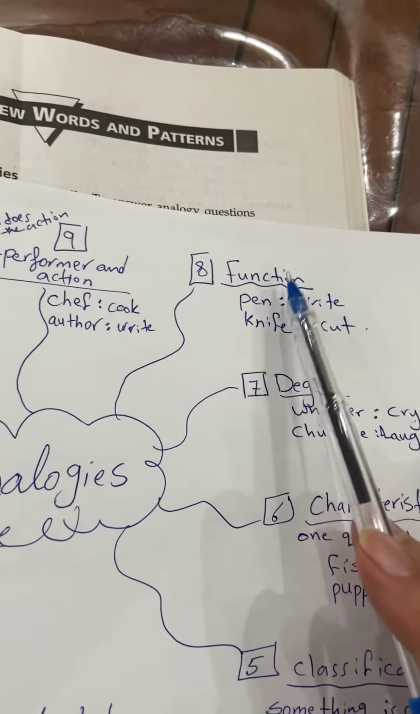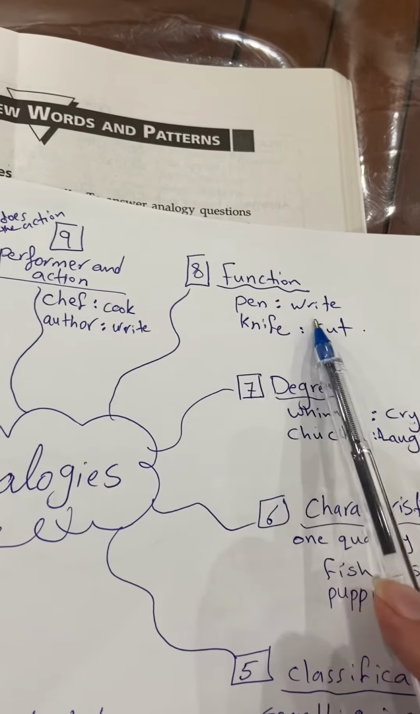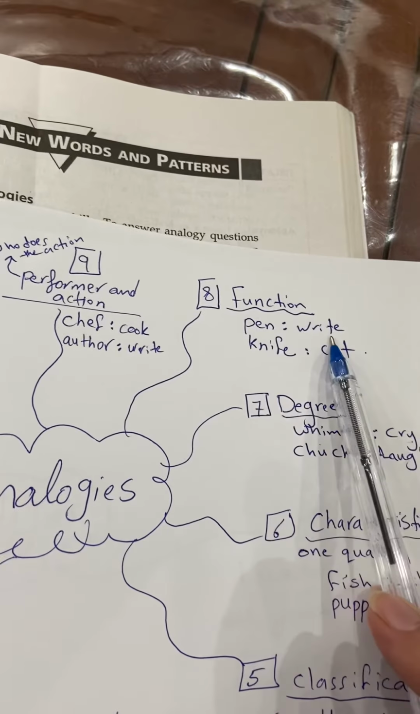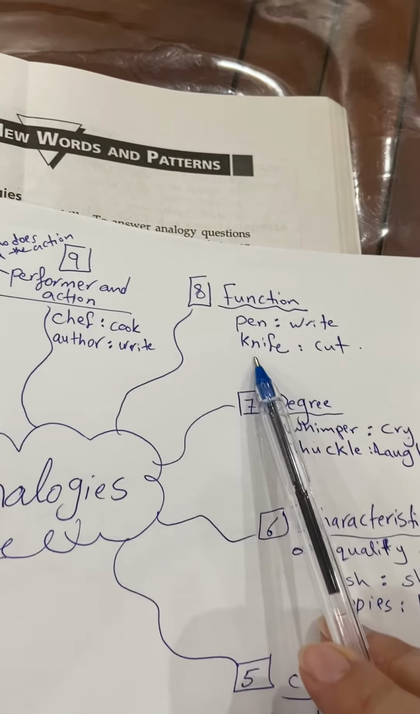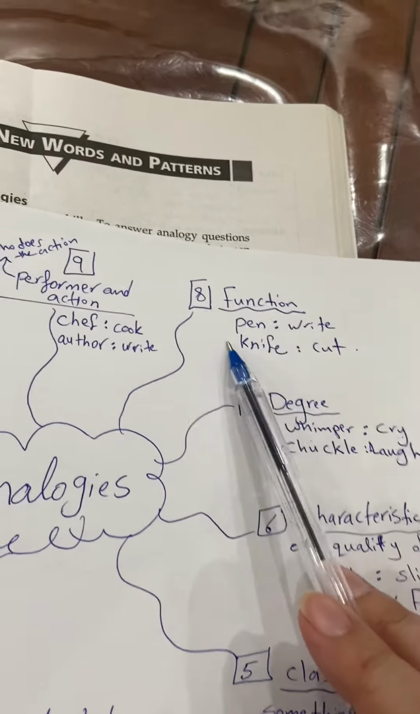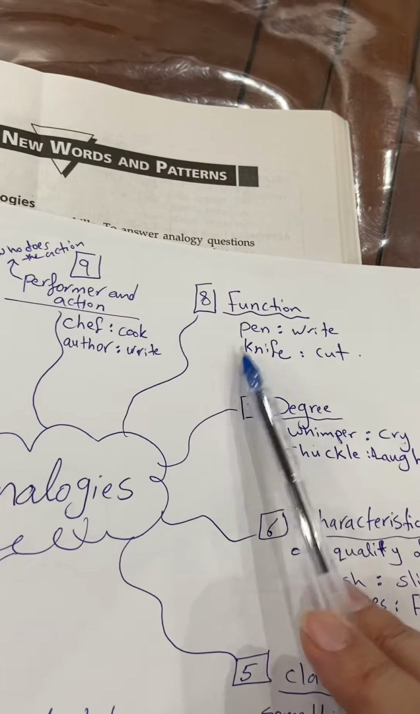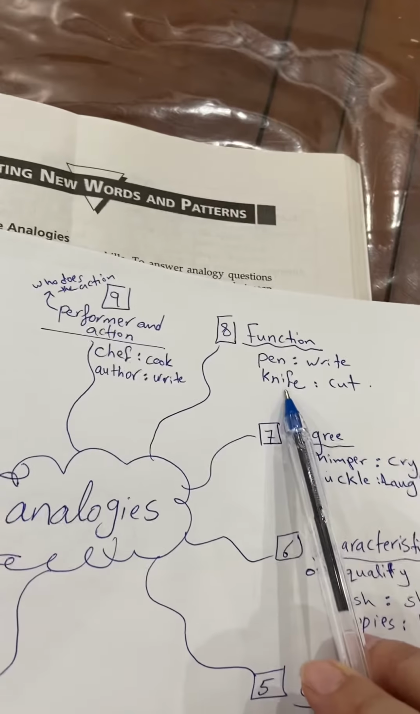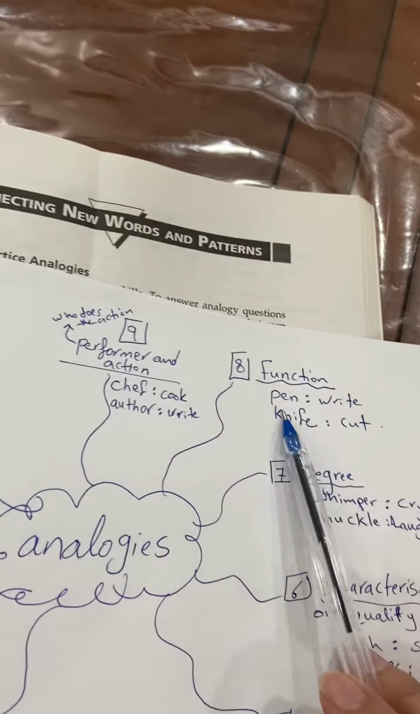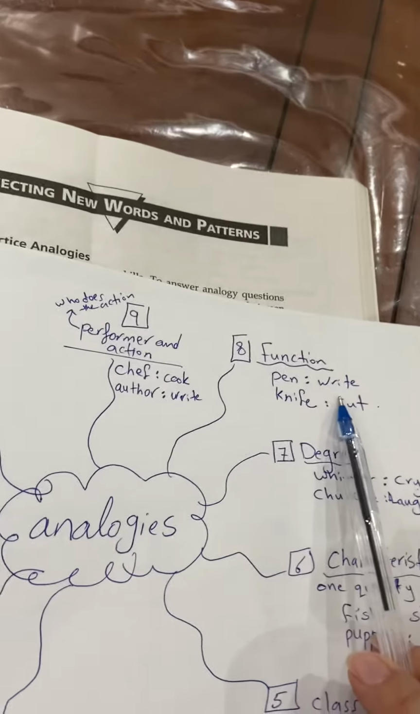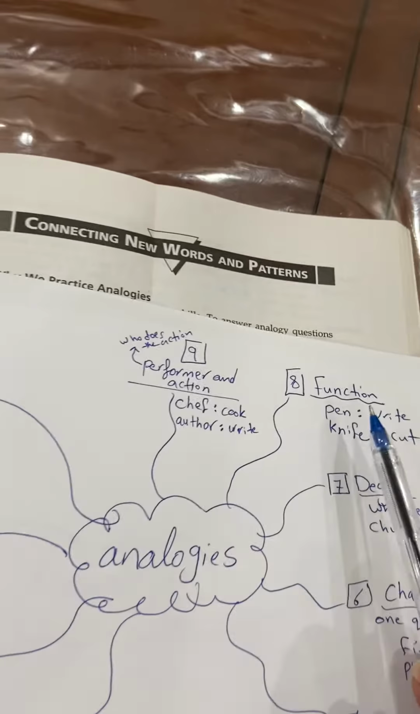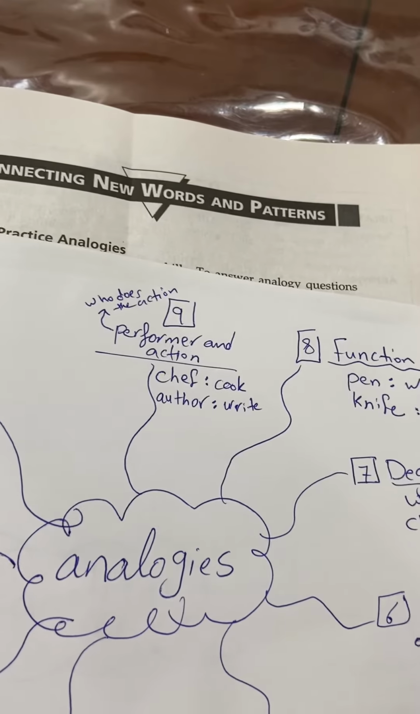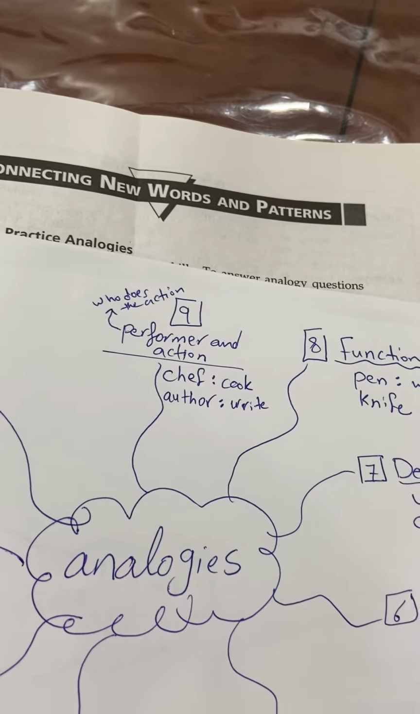Number eight, the relationship of function. Pen and write. What is the function of a pen? It's to write. And what is the function of a knife? It is to cut. So something has a relationship with something else through its function. What is the function of something? It is to do something else. This is the eighth kind.